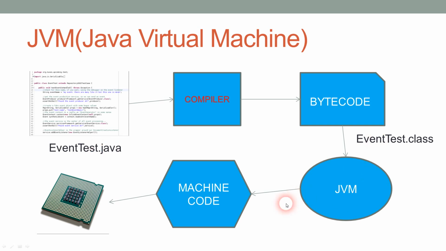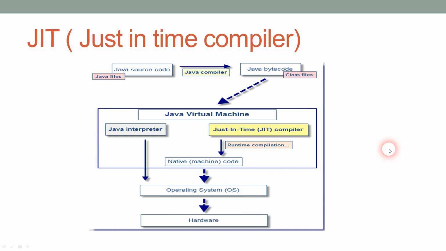Now we come to the second part. It's called the Java JIT, the just-in-time compiler. What is this JIT? It's a part of the Java Virtual Machine. Like we analyzed in the previous slide, we have Java source code, the Java compiler converts it to Java bytecode, the class files, and that goes to the JVM. Now the JVM has two parts: the Java interpreter and the just-in-time compiler. So what is this just-in-time compiler?